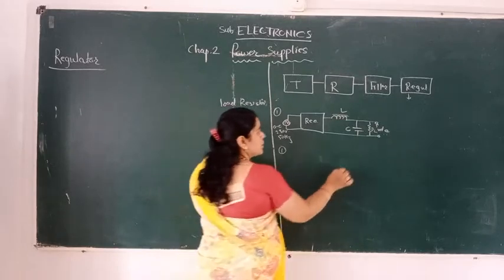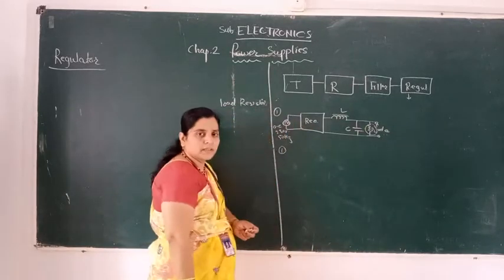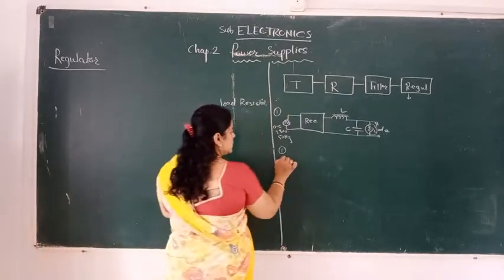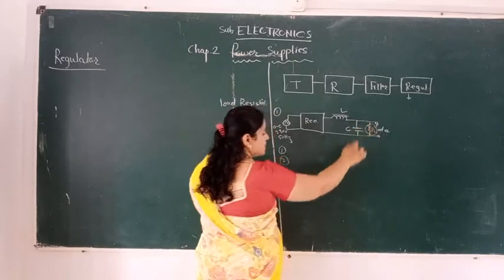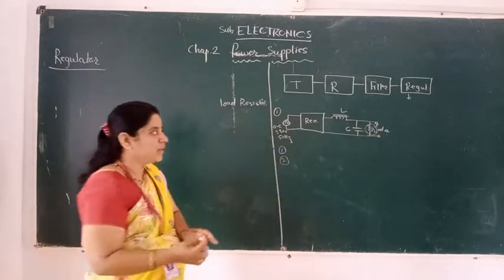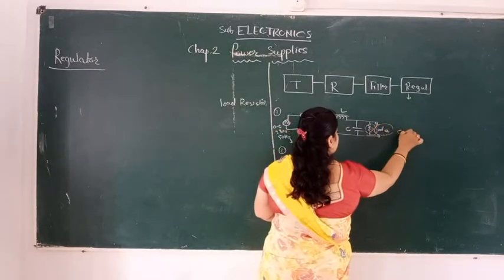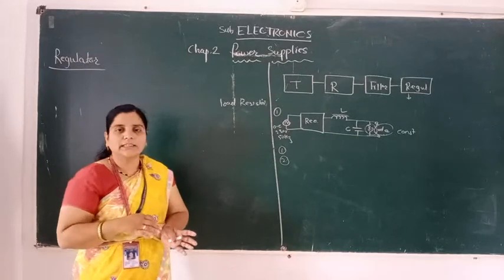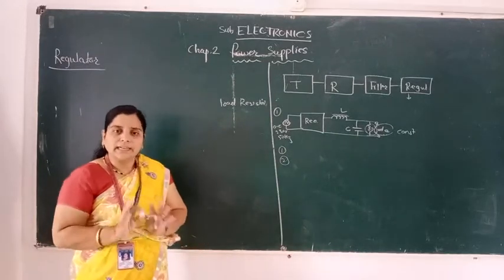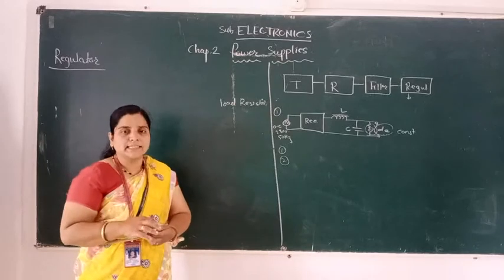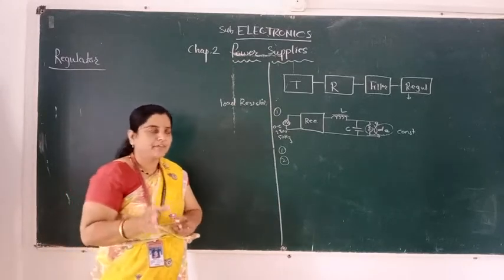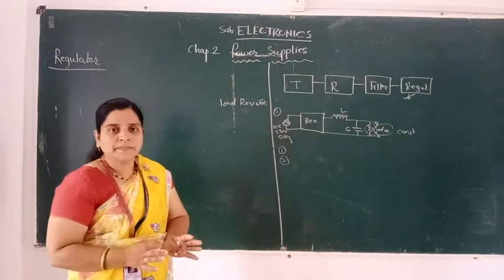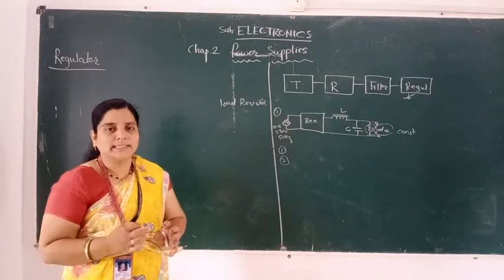Another reason is that because of the load resistance RL, a large amount of current flows. Therefore also we do not get a constant DC at the output. No doubt we are getting 100% DC in the LC filter circuit, but that DC signal is not constant if we do not use the regulator. So the regulator is used to give a constant DC supply.